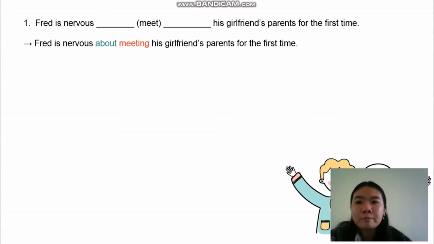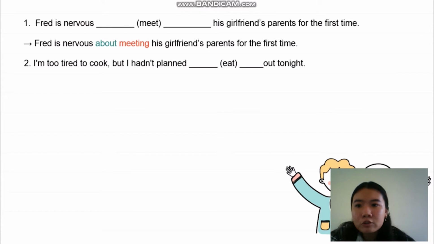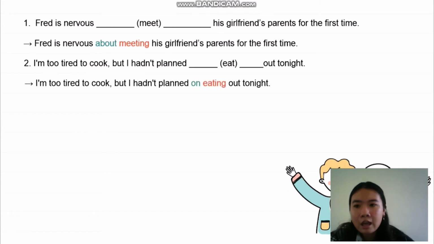Nervous here is followed by about. Why? Because at the beginning I already said the common expressions that are followed by preposition plus gerund, and nervous there is followed by about and gerund. After that, number 2: I'm too tired to cook, but I hadn't planned blank it blank out tonight. So the answer is, I'm too tired to cook, but I hadn't planned on eating out tonight. Plan is followed by on plus gerund.